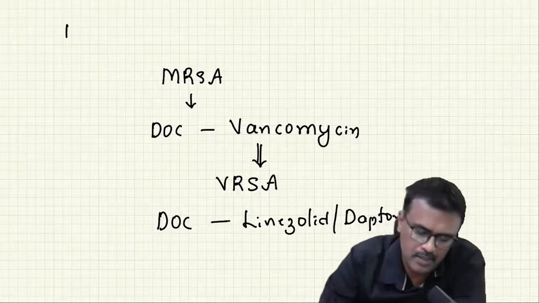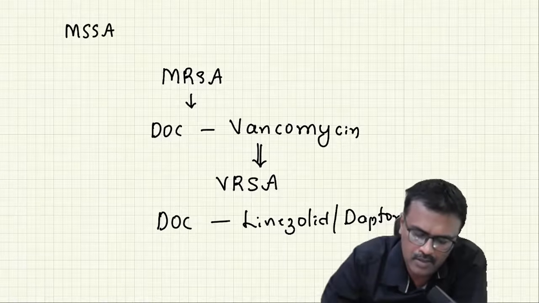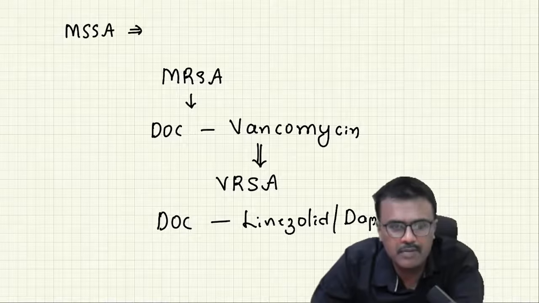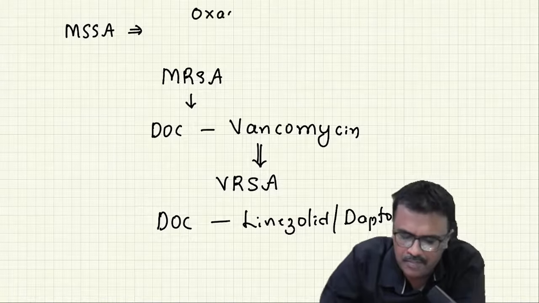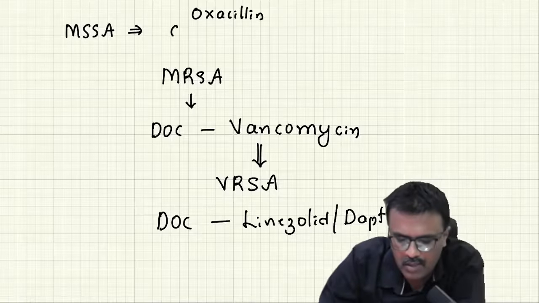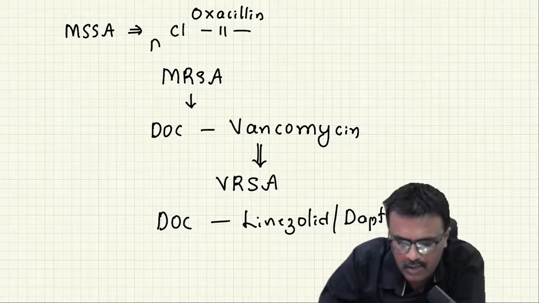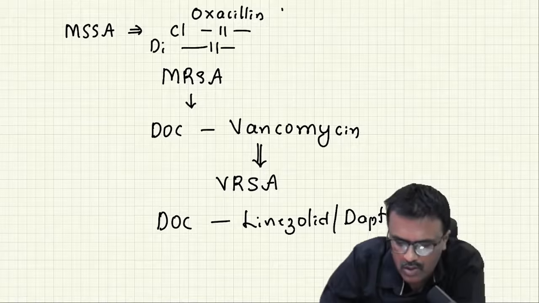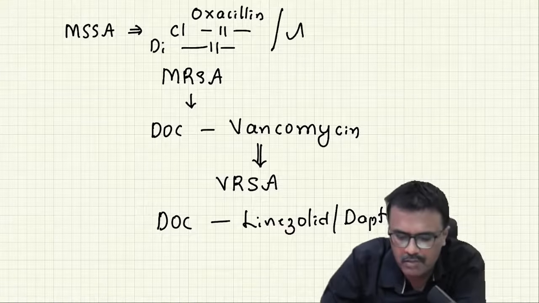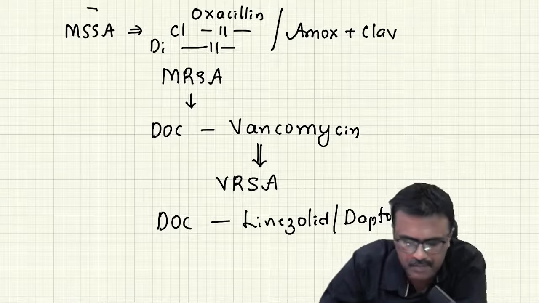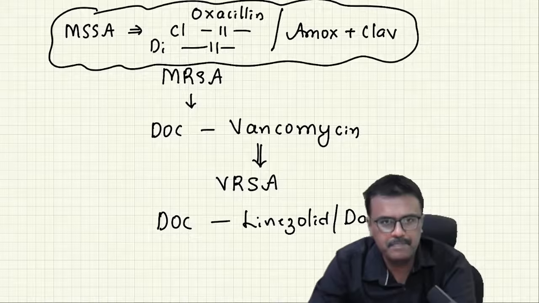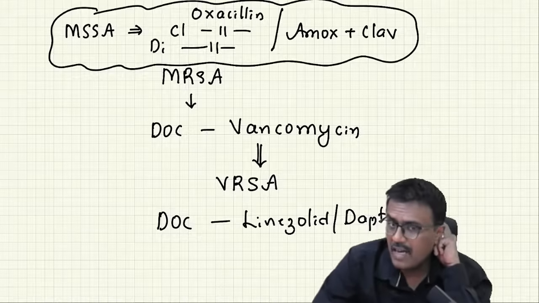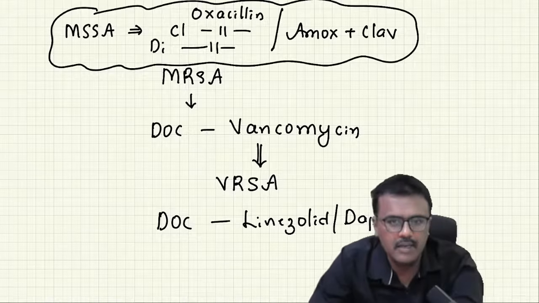Suppose there is methicillin sensitive Staph aureus, then we give anti-staphylococcal penicillins. What are those? If you know oxacillin, I can give oxacillin. You add Cl, cloxacillin, you add dicloxacillin. Or you can give a combination of amoxicillin plus clavulanic acid. So this is what we can give. So this is about Staph aureus, a very common bacteria in hospital.